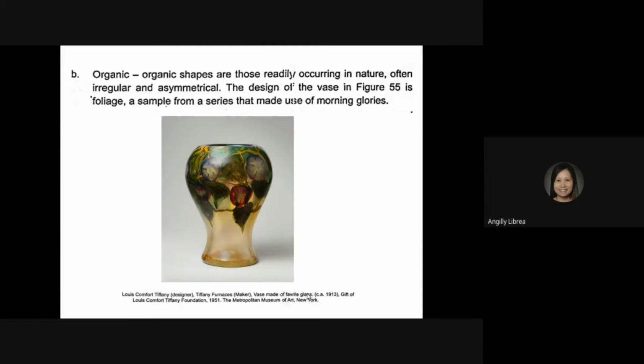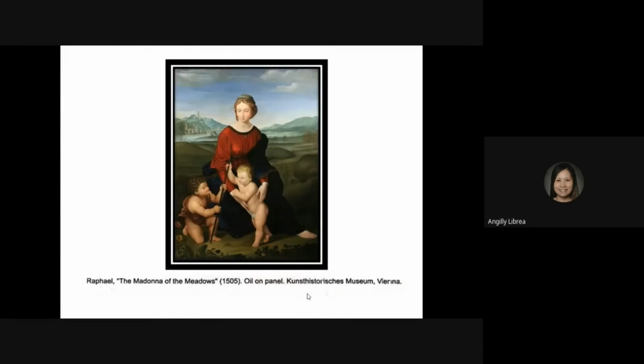So shapes can also be implied. For instance, Raphael's famous painting, The Madonna of the Meadows, okay, as seen on the screen, depicts three figures: Mary, the young Jesus, that's on the right, and the young John the Baptist, that's on the left. The positions in which the group takes allude to a triangular shape by the garb of Mary.